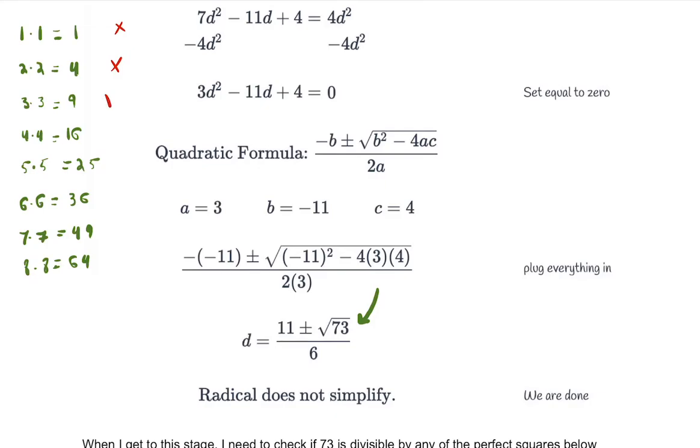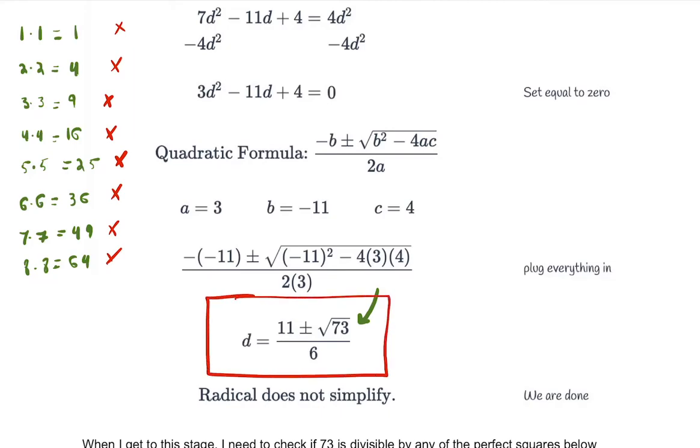So nope, no 9. Again, 73 is an odd number, so no 16. 25, no, because that goes into 75. 36 times 2 is 72, so that's not right. 49 doesn't. So none of these do. This would be a final answer on Delta Math, because there is no more simplification to do.